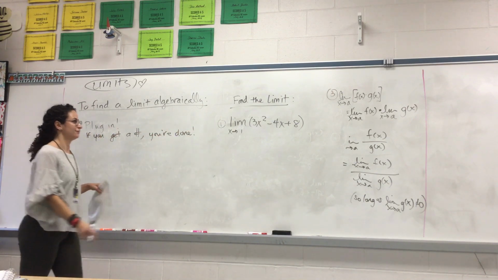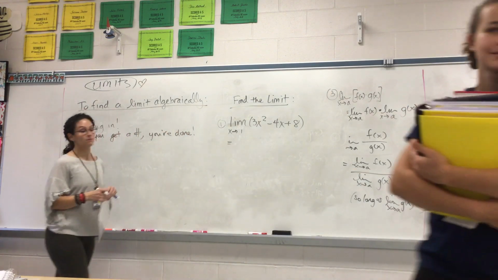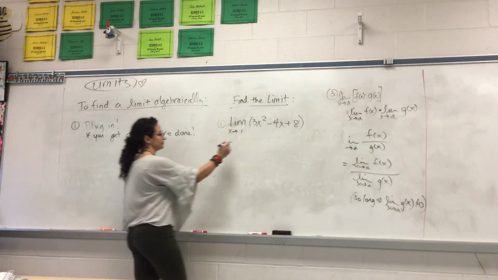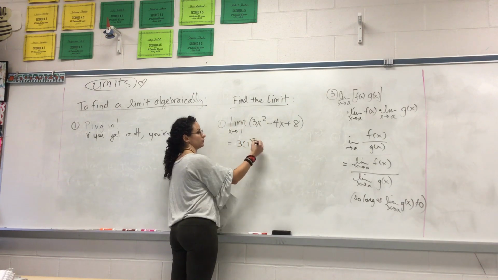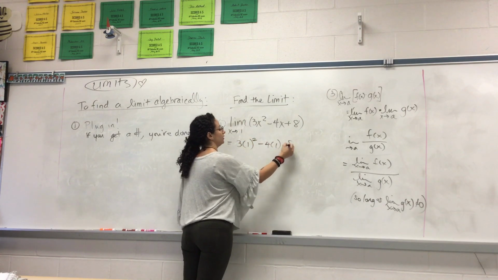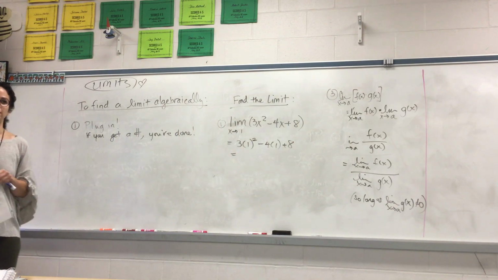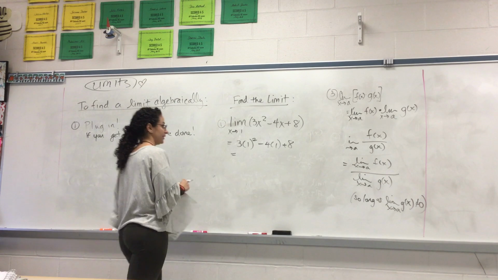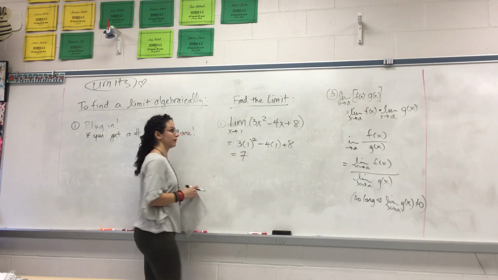Okay. So I'm going to plug in, and I don't really need to see this, but this is what I'm doing. I'm going to plug in 1 for x. So 3 times 1 squared minus 4 times 1 plus 8. And I get 7? Yes? Agree? Disagree? 7. Okay, that's my answer.